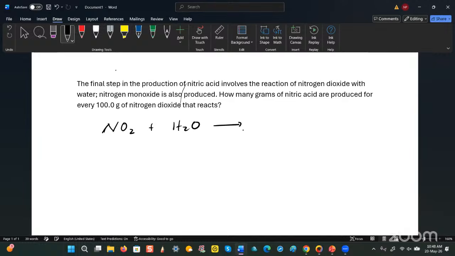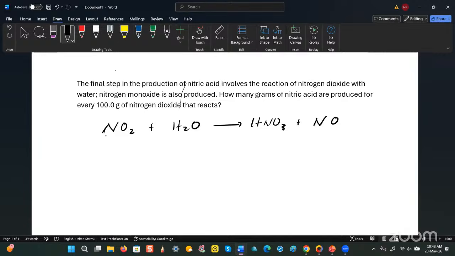And then continuing with the question, one of the products would be nitric acid, and the other product would be nitrogen monoxide, all right? So that's basically the unbalanced equation. So now we have to balance it. So how do we balance it?